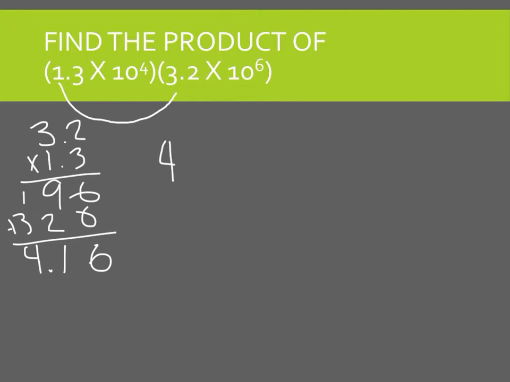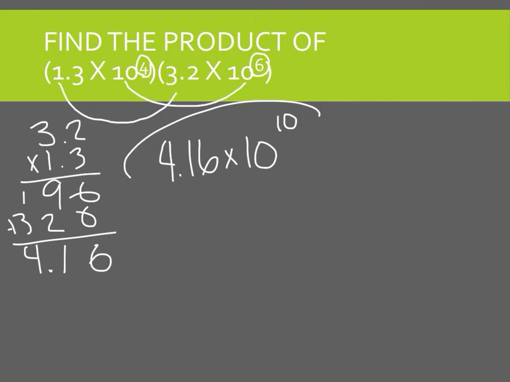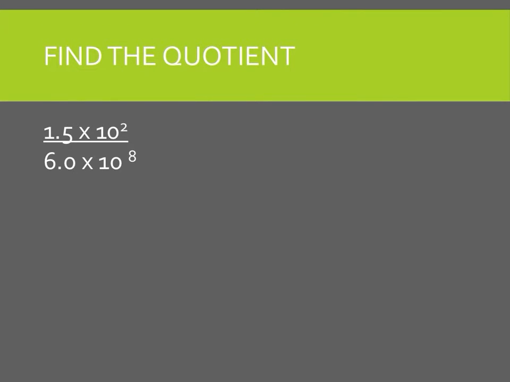So we get 4.16 times 10, and you're going to use the product rule for exponents. So 4 plus 6 is equal to 10. So again, I multiply the two numbers, and then I use the product rule for exponents. Now, in my class, you would see why this works more fully, but that's where we're going to leave it for now. The quotient rule works much the same way.